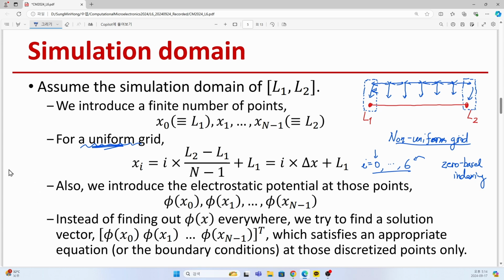Then, once we introduce several points, we also introduce unknown variables defined at those points.